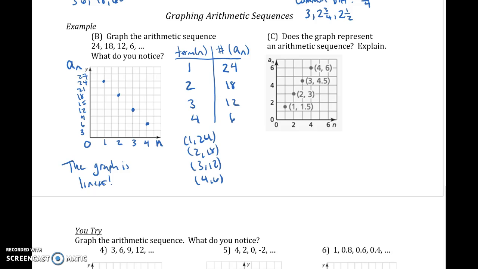So if we look at C, is that an arithmetic sequence? Remember again, we should look for the common difference and then check if the points make a line, right? We can double check that. How can you tell the common difference? Well, you're just taking the y's. So you can do 6 minus 4.5, 4.5 minus 3, 3 minus 1.5, and this is already giving me a common difference. So I can say that this is an arithmetic sequence because it has the same common difference between all your terms. You can also say it is an arithmetic sequence because the graph is linear.